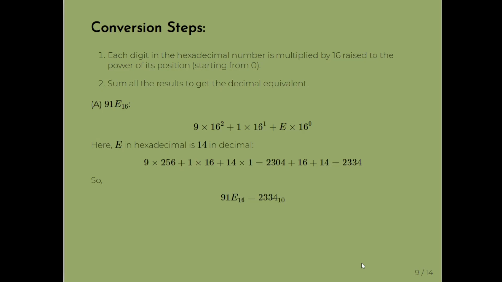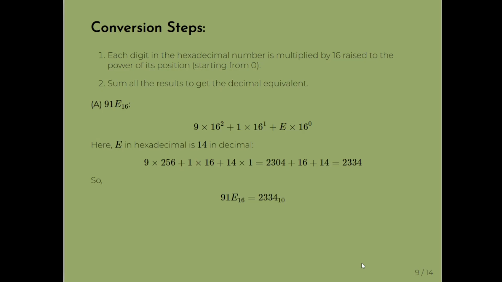Okay, and the first power is 0. So we have 91E. Actually, let's start again. Let's work from the right to the left. The first character is E, and we multiply that by 16 to the power of 0, which is the first power. Anything to the power of 0 is just 1. So we have E times 1.